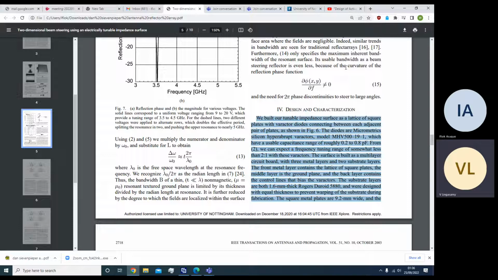These surfaces are built as a multi-layer circuit board, three metal layers, two substrate layers. The front metal layer contains a lattice of square patches, which means the top metal layer. The middle layer is the ground plane, and the back layer contains the control lines that bias the varactors. The substrate layers are 1.63, designed with equal thickness to provide a warping of the substrate during fabrication. The square metal lattice, 6 point.